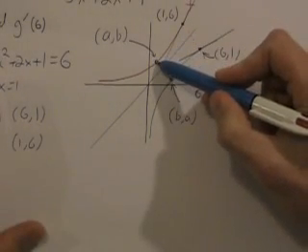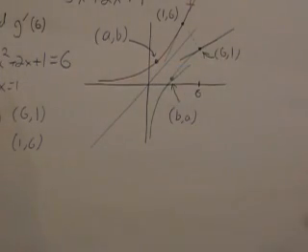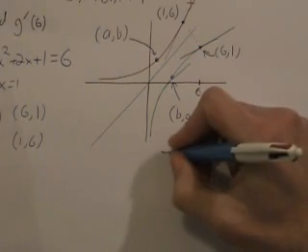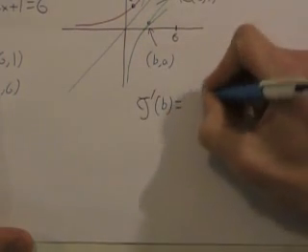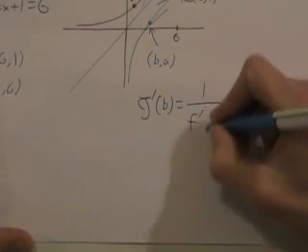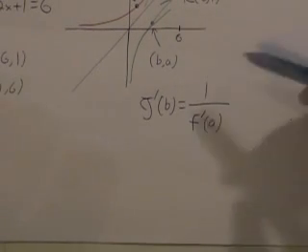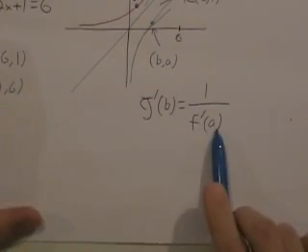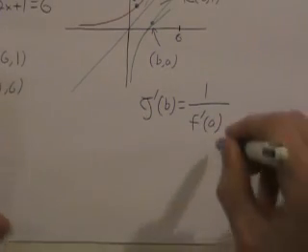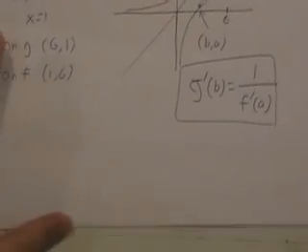And f prime of a is the reciprocal of g prime of b. So the way that I write that out is g prime of b equals 1 over f prime of a. So the derivative is the reciprocal, but you have to switch the x's and y's too. So this is basically, from the graph, method 2.